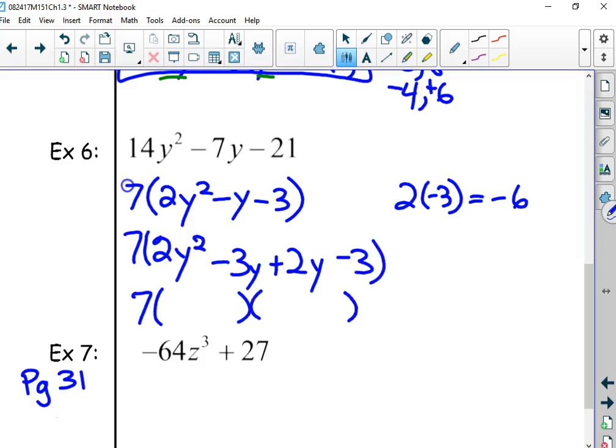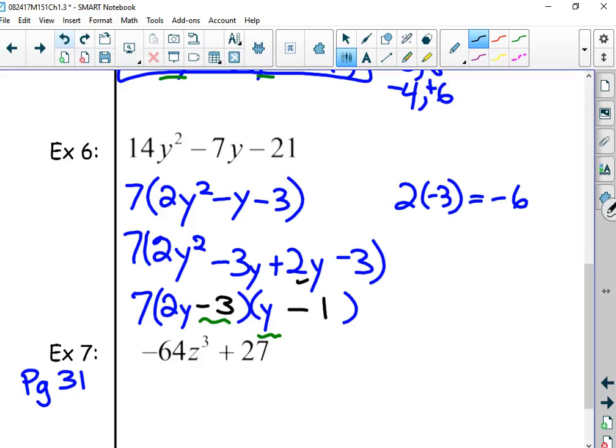My 2y squared has to be 2y times y, because 2 is prime. So what do I have to multiply 2y by to get one of these two? Well, I can't really multiply 2y by anything to get this -3y, so it has to be multiplied to give me the positive 2y. So I'll multiply 2y by this -1. That will give me that -2y. Then turn around, look at this y. What do I have to multiply that by to get the -3y? Well, that's -3.